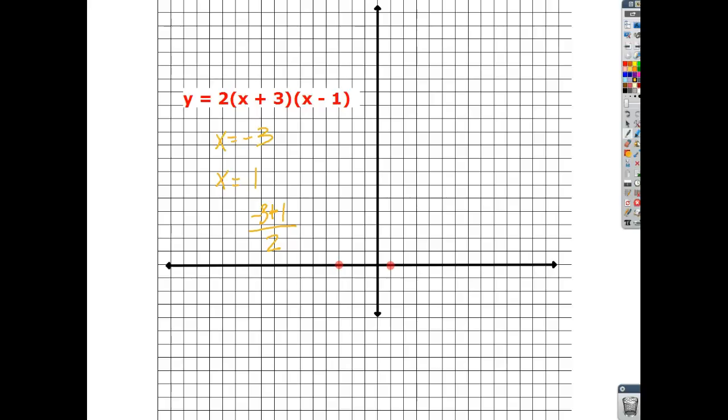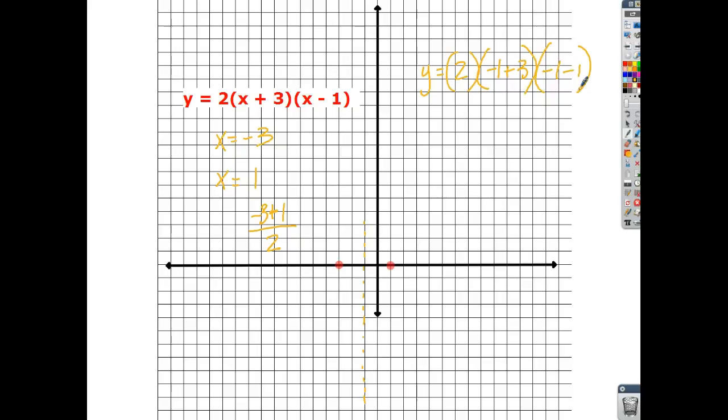So I think I was saying you could add -3 plus 1 and divide the whole thing by 2 in order to figure out that your axis of symmetry is at -1. Or you could look at these and say, hey, look, they're 4 apart, so halfway is going to be 1, 2. So my axis of symmetry is going to be somewhere along there, at -1. What we can do from here is plug it back in to figure out what y is. That's one way of doing it. So let's go ahead and do that. y is equal to 2 times -1 plus 3, and then -1 minus 1.